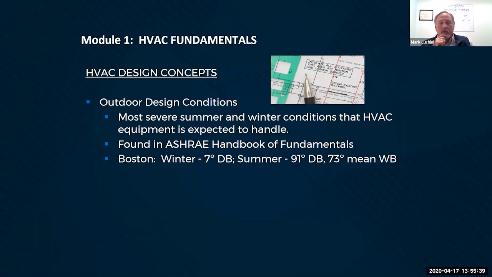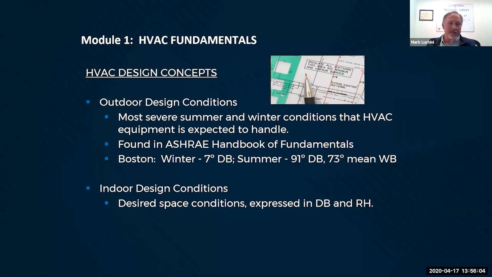So from that book, the winter conditions in Boston are 7 degrees dry bulb. So that's the exact number I would put into my load calculation. And in the summer, it's 91 degrees dry bulb and 73 degrees mean or average wet bulb. And that's pretty oppressive when you think about it.